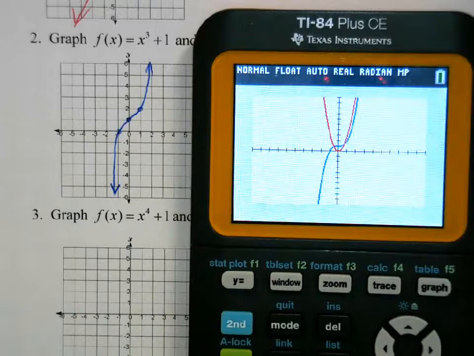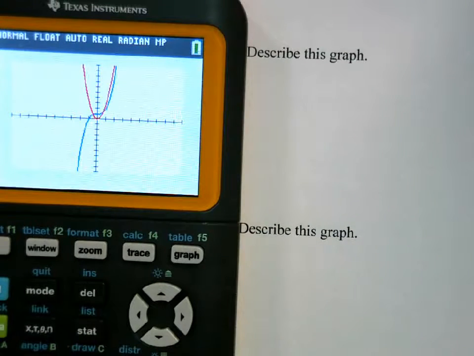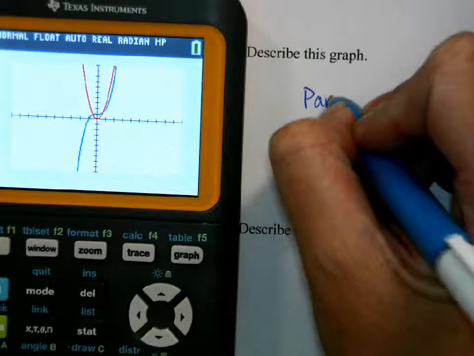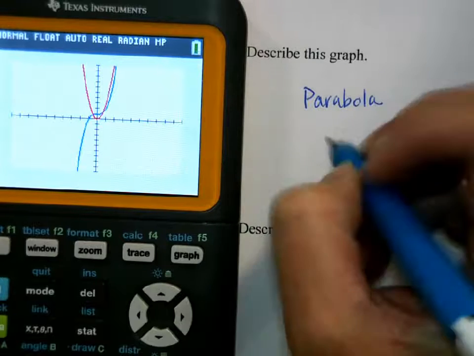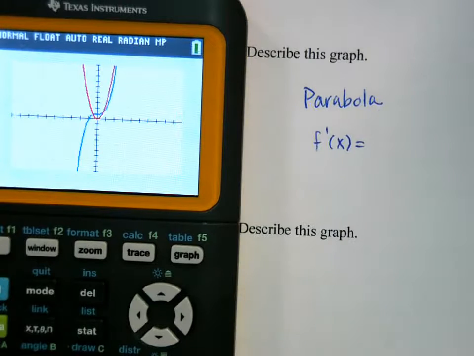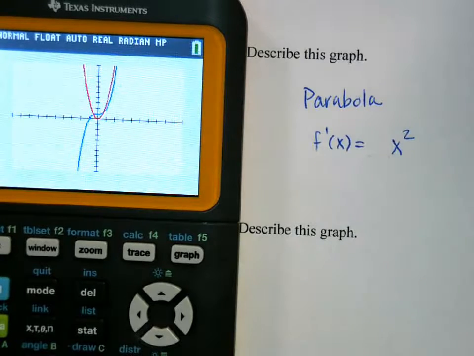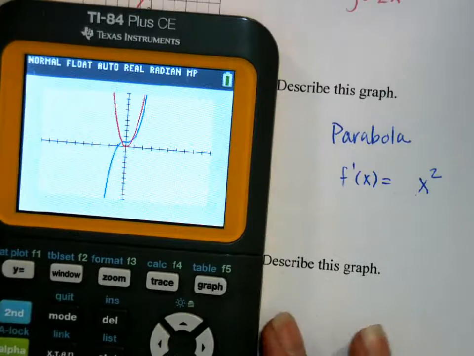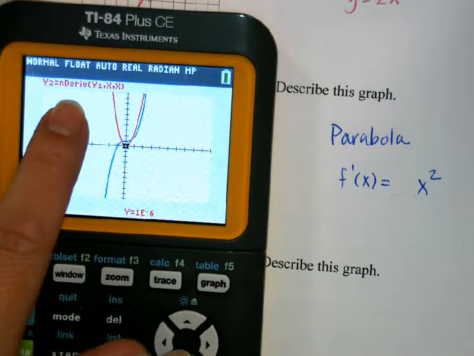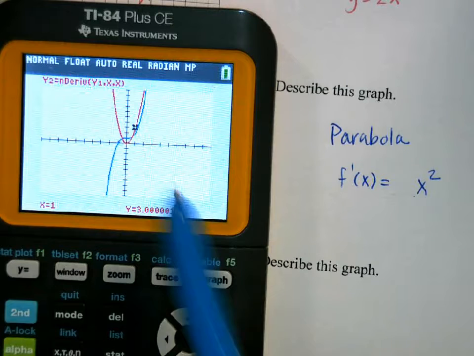Okay. So the red one is our derivative. It looks like a parabola. So our derivative is going to be some sort of parabola. I'm going to leave a space here, and I'm going to say x squared. Maybe it's x squared, maybe it's some coefficient larger. So if I go to my graph and I trace, make sure you're tracing the derivative. Let's trace to 1. At 1, I get 3.